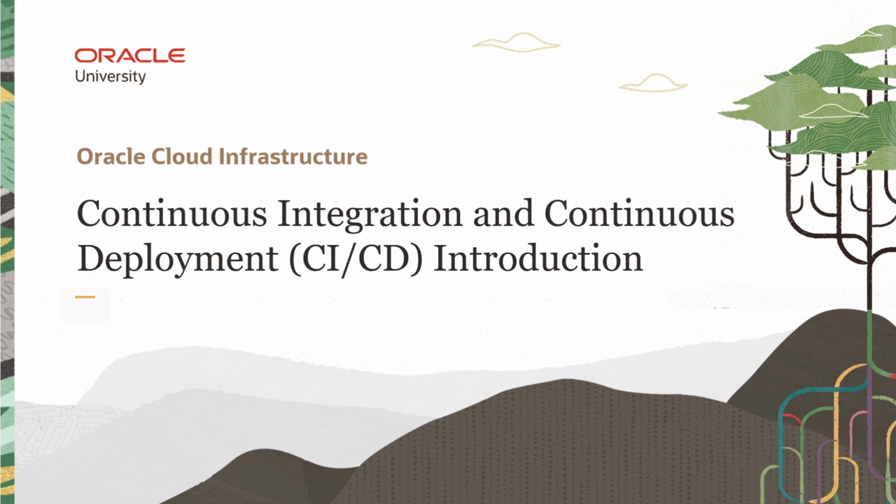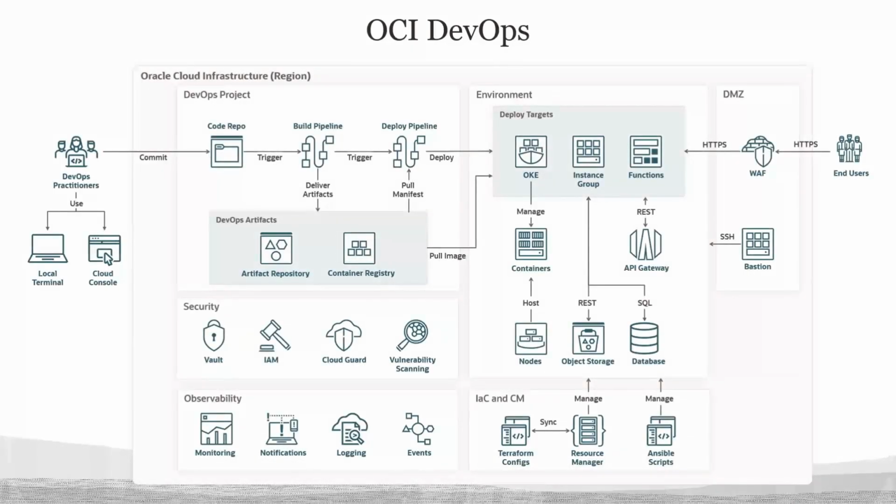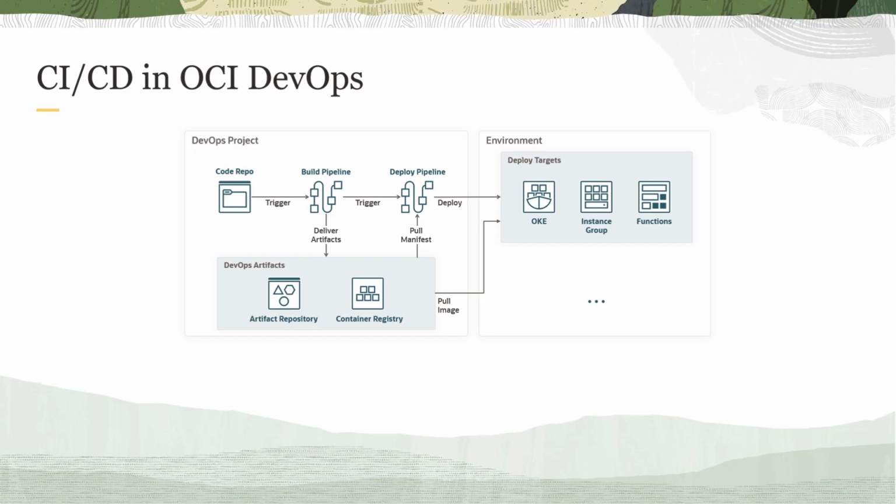So let's get started. Here's the overall OCI DevOps structure and the workflow again, which we have been following since our very first module. We are going to focus on these services. The DevOps project, which contains the code repositories, build and deployment pipelines, and artifact registry.